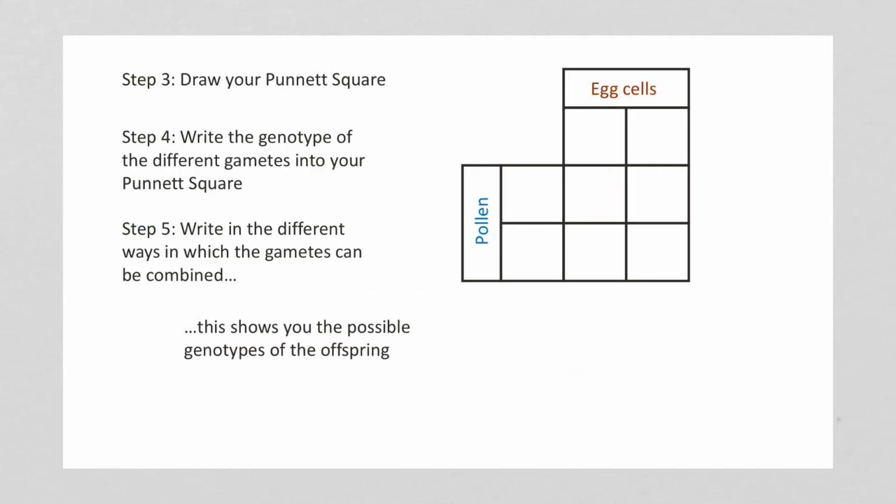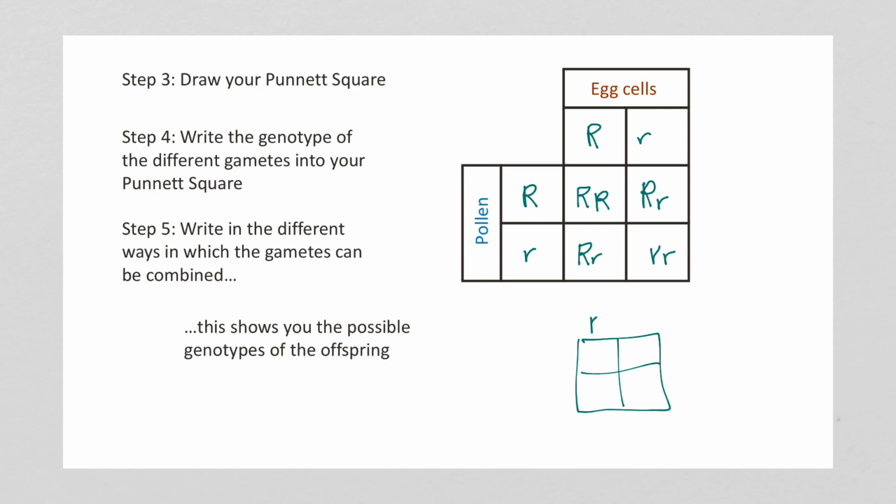So the next thing is we draw our Punnett square. This one's drawn a little bit more complicated. I often just draw a box and then just put the genotypes above and below. But we draw the genotypes of the different gametes in your Punnett square. So big R, little r for the eggs, big R, little r for the pollen, and then we match them up. So big R matches with big R. We have big R going with little r, big R with little r, and then two little r's.